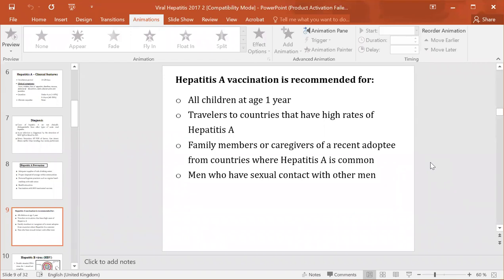Men who have sex with men are also recommended to have this vaccine because of anal sex, so they may actually acquire the virus. It looks like it's through sexual transmission, but it's a matter of getting into contact with feces that is contaminated with the virus from this person who is infected.